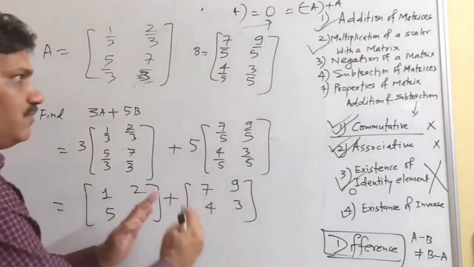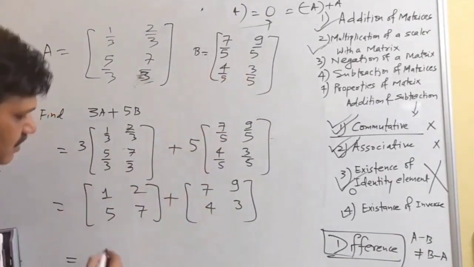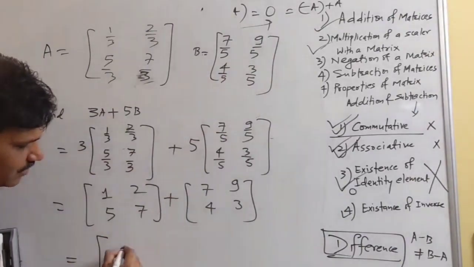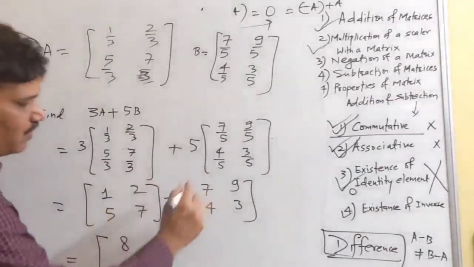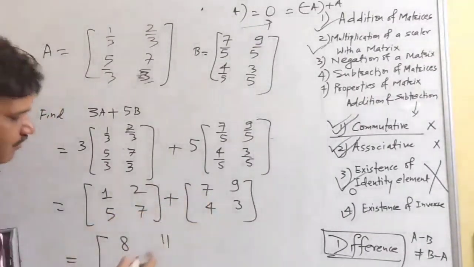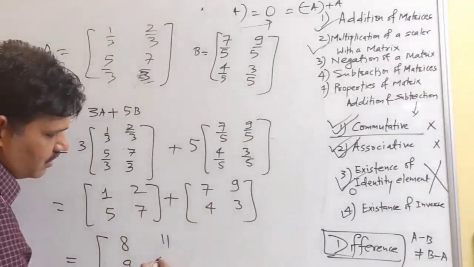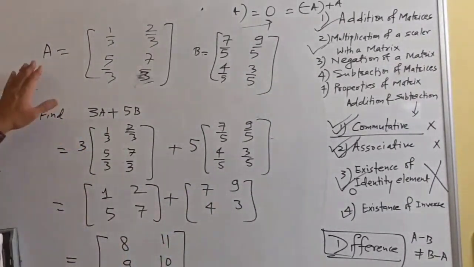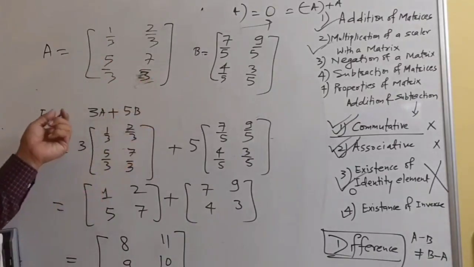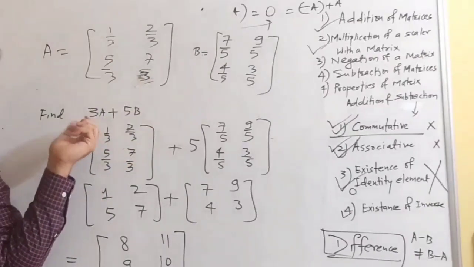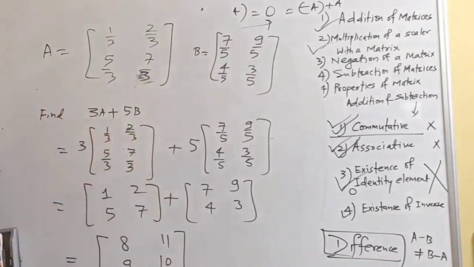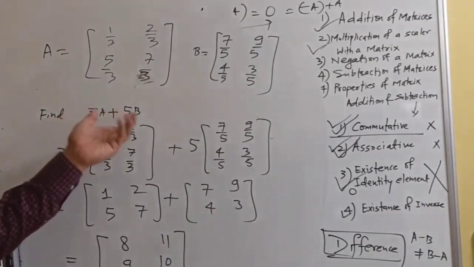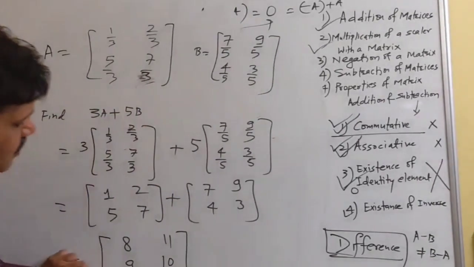Now matrix addition, sum of corresponding elements, what we get is 1 plus 7 is 8, 2 plus 9 is 11, 5 plus 4 is 9, 7 plus 3 is 10. This is how, if we are given a matrix, then we can multiply it with a scalar, and then we can find the sum or difference of the resulting matrices. One more question is there.